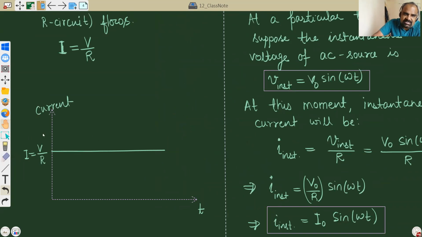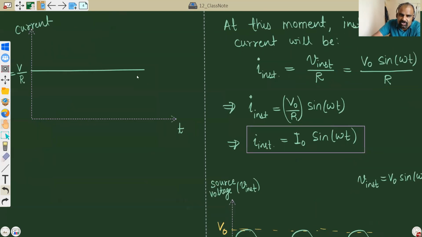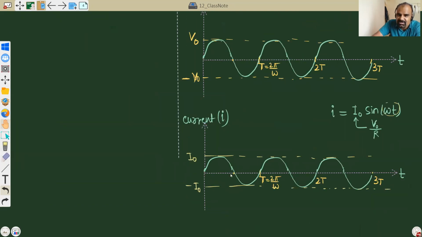So for DC, current is a beautiful constant value. For AC, you see what this current is? Sometimes positive, and by the way, positive means you can say clockwise, and negative means anti-clockwise. So from here till here, current was positive, that means it was clockwise. And here till here, current became negative, that means it became anti-clockwise. Similarly, from here to here, current is clockwise, and from here to here, current is anti-clockwise.